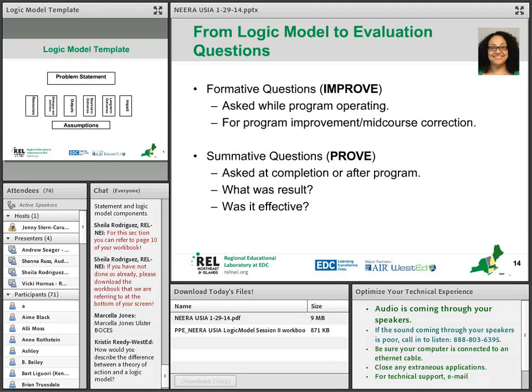So this is where your strategies, activities, and outputs would be in the logic model. And summative questions are asked at the completion, when the program ends. These types of questions will give you answers on results and will help you determine if the program was effective or not. So again, in the logic model, this would be where your outcomes would fall.